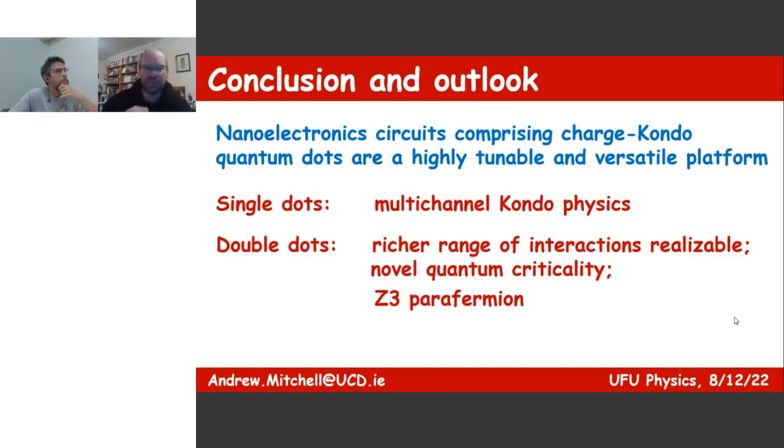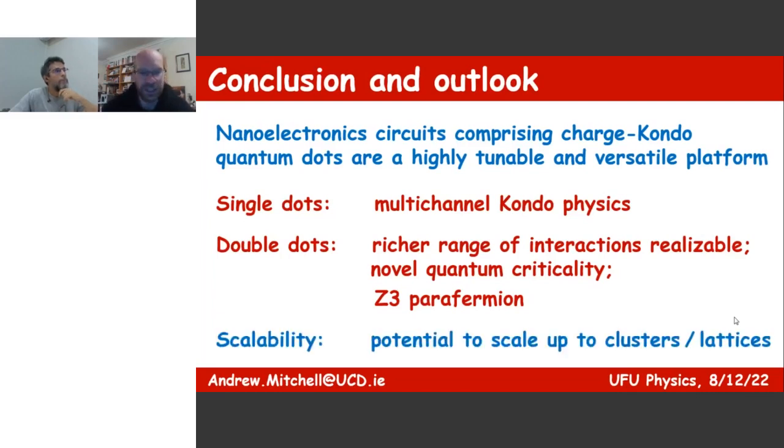Of course, all of this is within the program of trying to validate these simple systems and simple components. And ultimately, the idea is to scale this up and to connect these different dots into clusters or lattices, and then be able to perform analog quantum computation, which is beyond the capability of current classical computers. Okay, thank you very much.